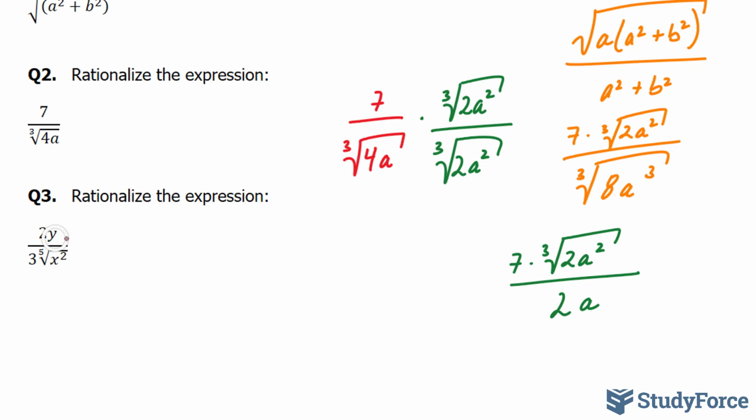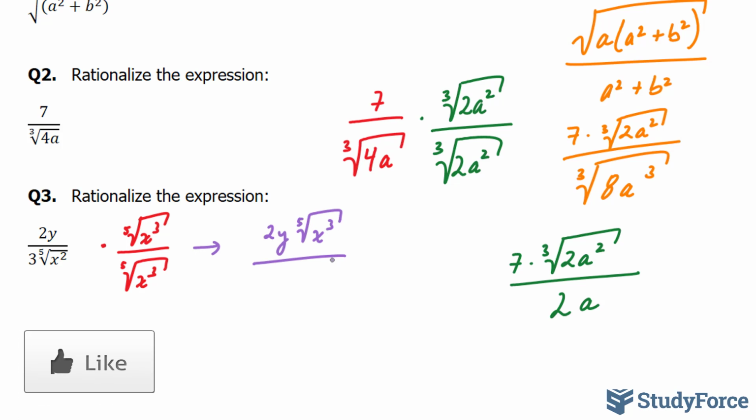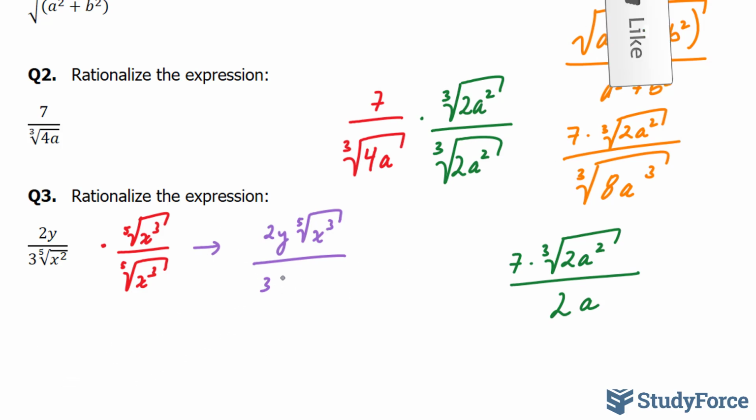We have 2y over 3 times the fifth root of x to the power of 2. Once again, I'll inject at the top the fifth root, this time of x to the power of 3, over the fifth root of x to the power of 3. Since we have a fifth root here and a fifth root here, we can combine the radicands, where we end up with, at the top, 2y times the fifth root of x to the power of 3. And at the bottom we'll have 3 times the fifth root of x to the power of 5.